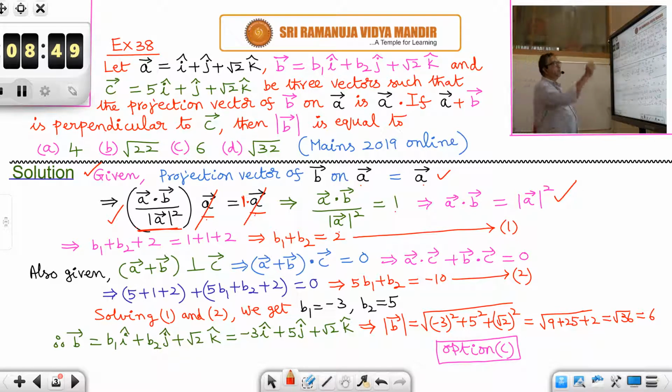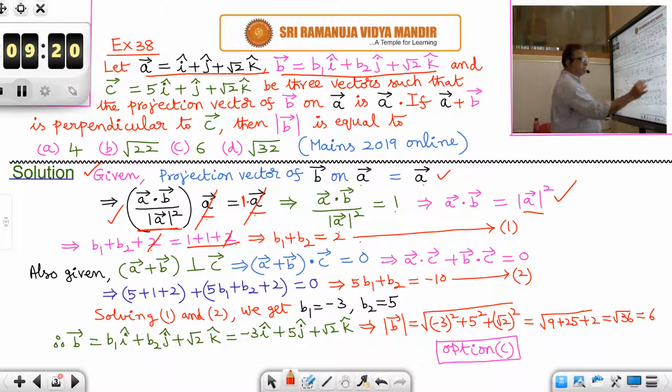Okay, what is a bar dot b bar in the question? See, a bar is given, also b bar is given. So a bar dot b bar is a1 b1 plus a2 b2 plus a3 b3, is it not? So you can see that it is b1 plus b2 plus root 2 into root 2, 2, that is a dot b. Right side mod a whole square. What is mod a whole square? 1 square plus 1 square plus root 2 whole square, that is 2. So 2 can be cancelled out and b1 plus b2 is equal to 2. Let us call it equation number 1.